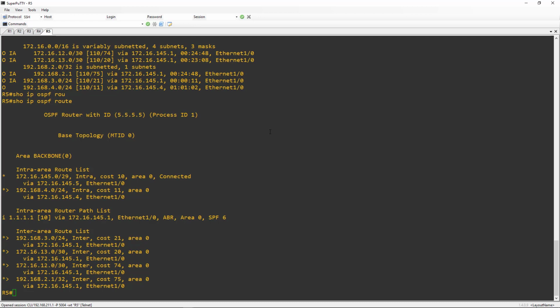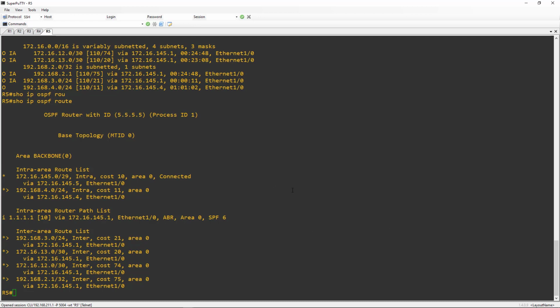So again, just to summarize, the down state, no information has been received on the segment at all. The init state, like I said, the interface, we detected a hello packet from a neighbor, but bidirectional communication has not been established yet. In two-way, we have bidirectional communication with the neighbor. I see myself in the hello packet coming from that neighbor.